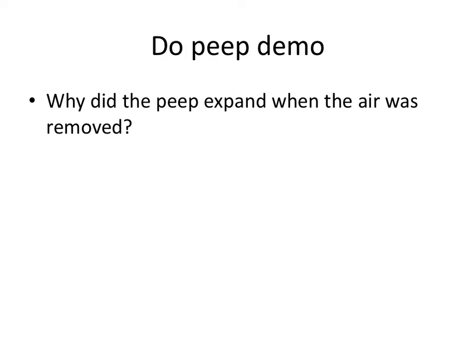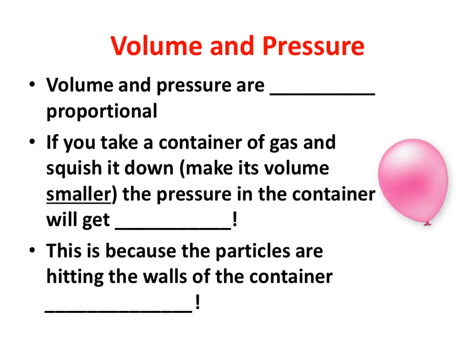All right, so that vacuum pump was removing the air from that bell jar apparatus. So why was the peep expanding? Well, the peep was expanding because now there's no longer particles of air putting pressure on it, and so it was able to grow in size because now it's not having as much air pressure being pushed down on it. It shrunk down because of the air pressure, because when the air particles were allowed back in, that pressure returned, and so it collapsed. So this tells us that volume and pressure are inversely proportional.